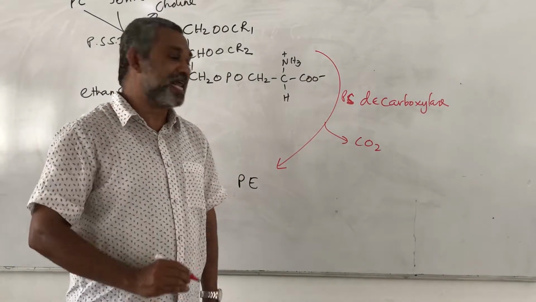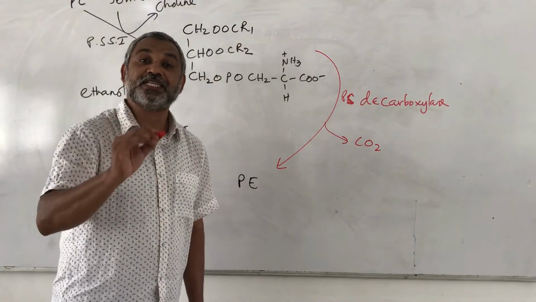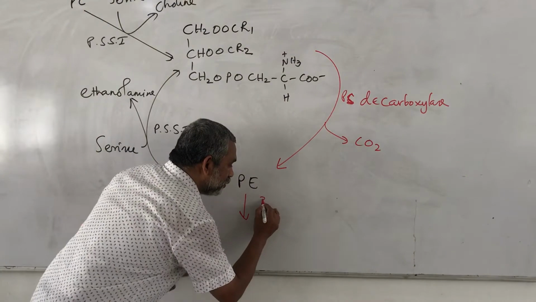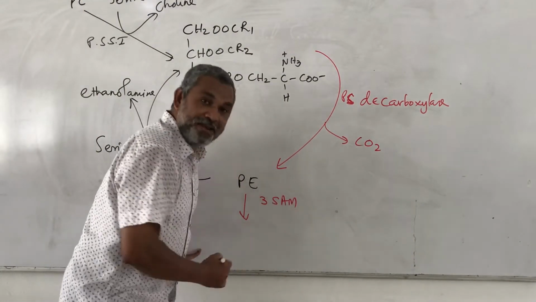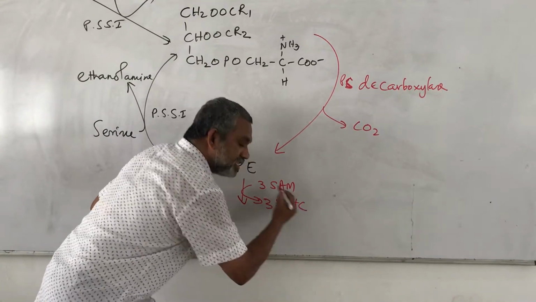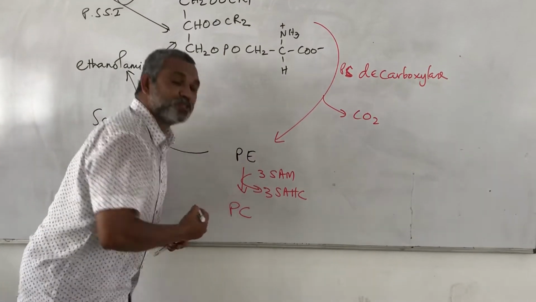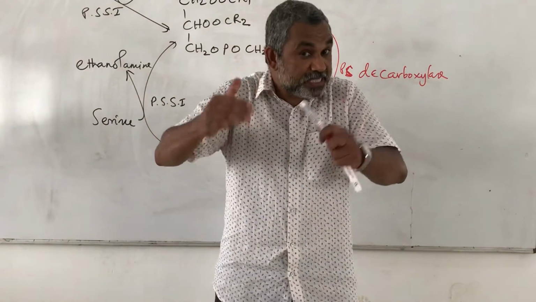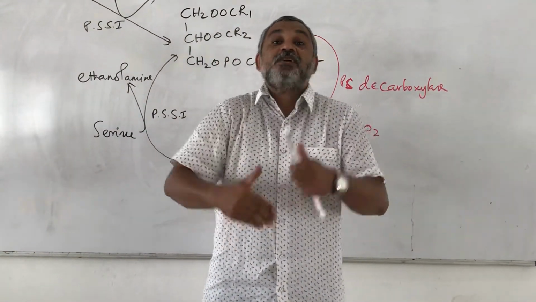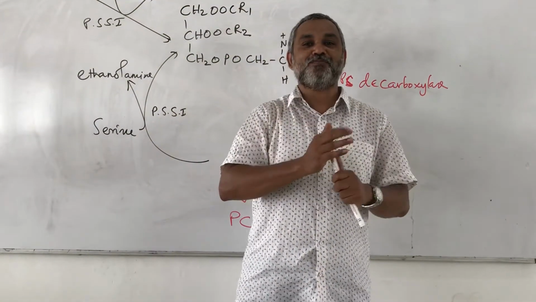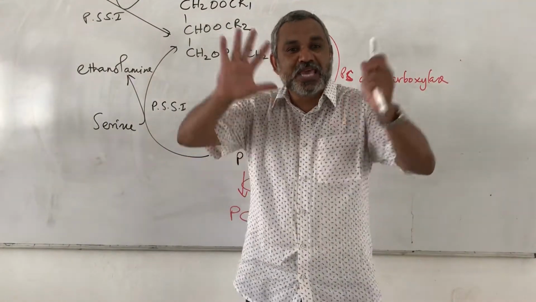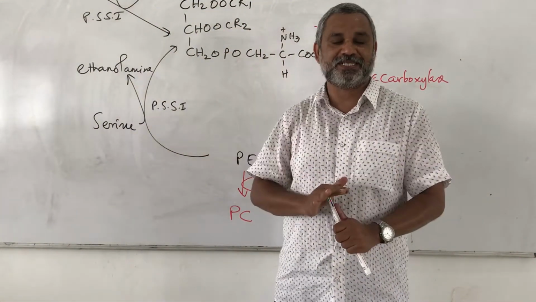Suppose if the need of the cell is to synthesize phosphatidylcholine, how do we synthesize? We add 3 S-adenosyl methionine and that will become 3 S-adenosyl homocysteine and you will get phosphatidylcholine. You see, depending on the need of the body, it will keep on synthesizing one molecule from the other molecule. So you get an overall picture about these many phospholipids.